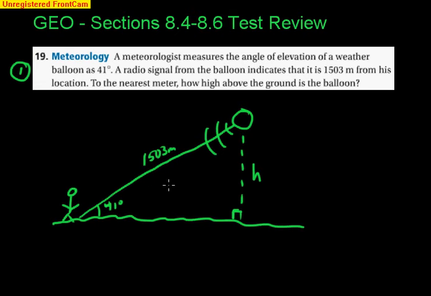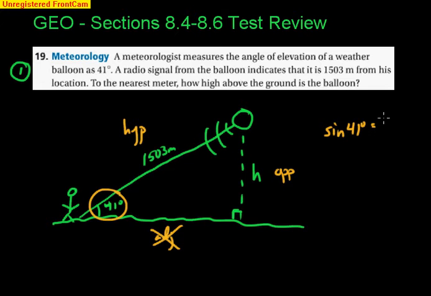Well, there's your right triangle right here. I have an angle, and I have an unknown, and I have one side. This is a trig problem, okay? So based off this angle, 41 degrees, H is the opposite, 1503 is the hypotenuse, the third side is the adjacent, but I don't care about the adjacent. I want to find the opposite. I have the hypotenuse, that is sine. So I'm going to create a sine equation. Sine of 41 degrees equals the opposite H over the hypotenuse 1503.